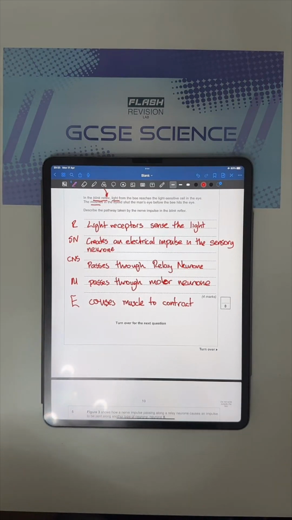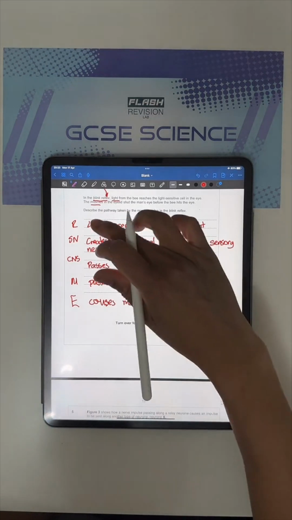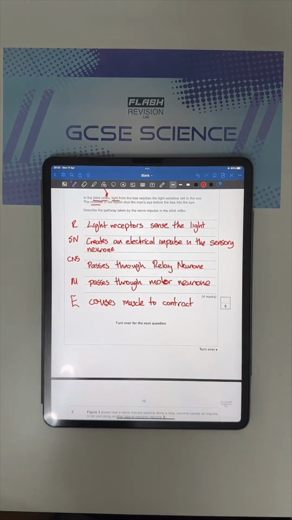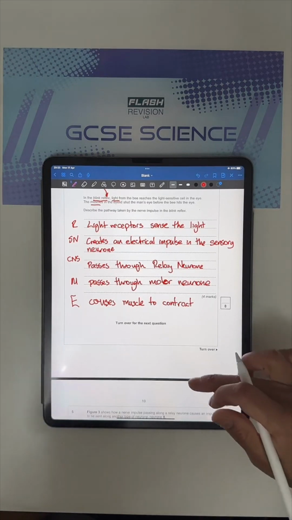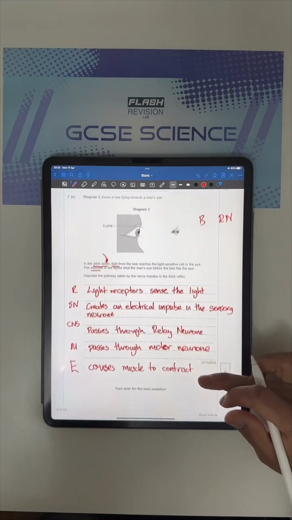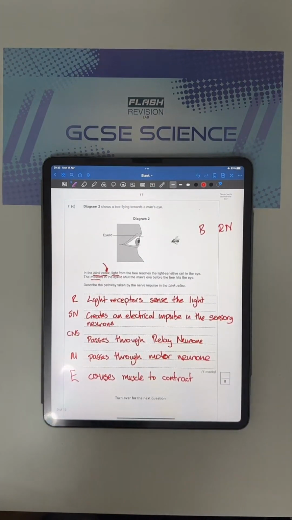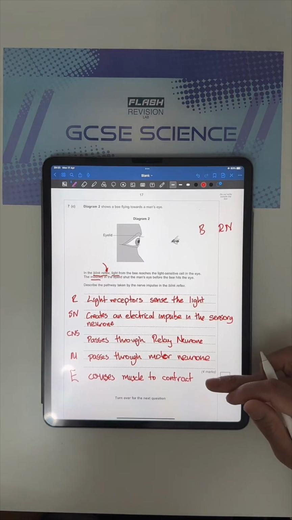Does the sensory neuron always create an electrical impulse? Yes, it does. It always converts, so the light receptor converts the light into an electrical impulse and always sends it down the sensory neuron. Throughout any neuron is always an electrical impulse that passes through it to send a message. Right, anyone have any questions on this one? Anything you guys want me to explain? Let me know if there is.